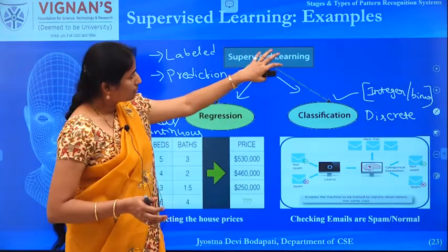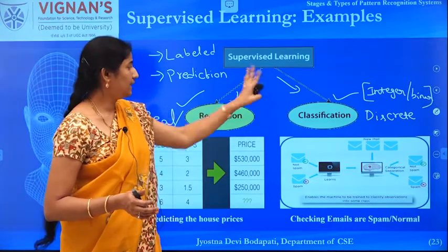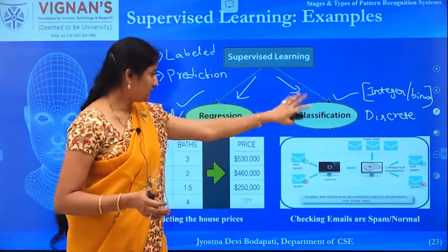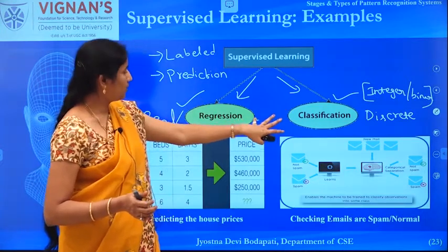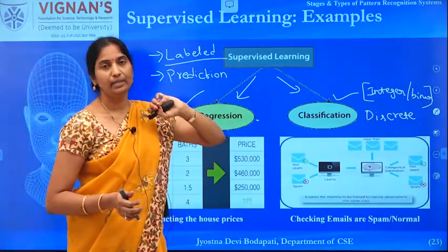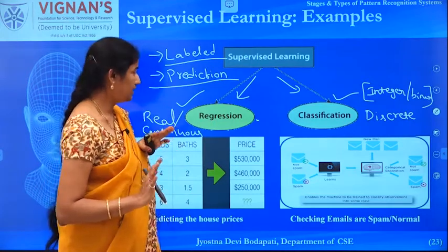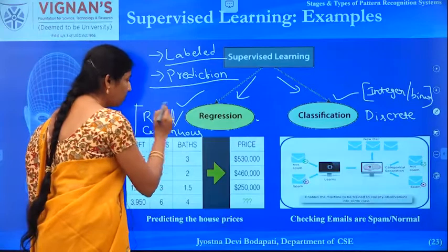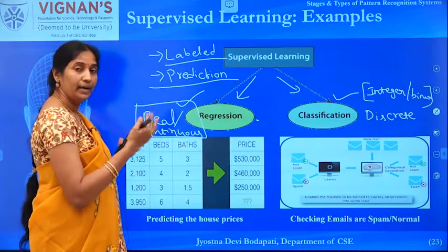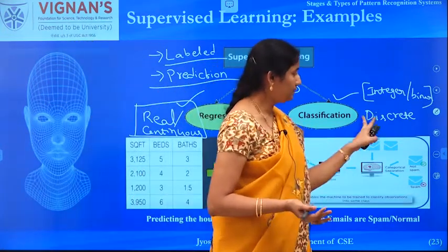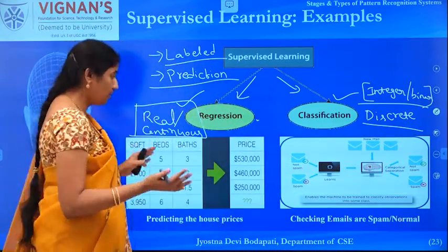So in supervised learning we have two different types of tasks: one is classification and the other one is regression. In both classification and regression, your input data should be labeled, and both are used for prediction itself. But how they are different is, in regression, the value you are predicting is a real or continuous value. Continuous means the output can be a continuous value. Whereas in classification, the prediction value is an integer or binary, that is, a discrete value.